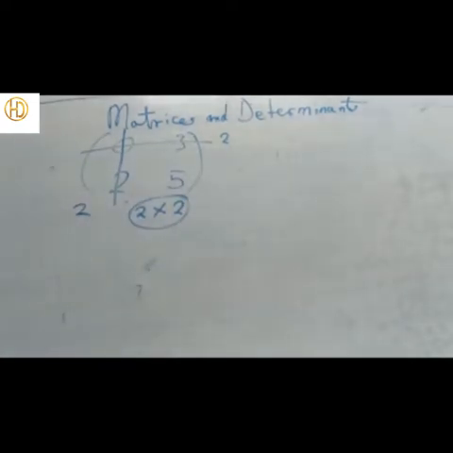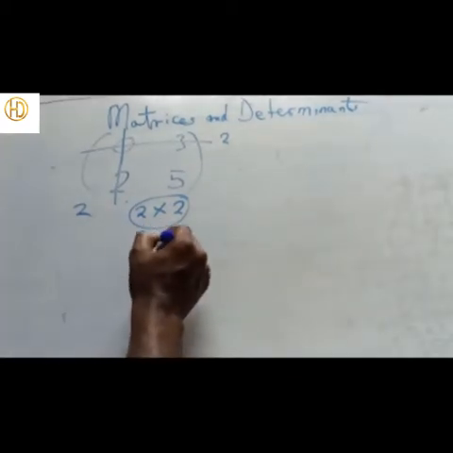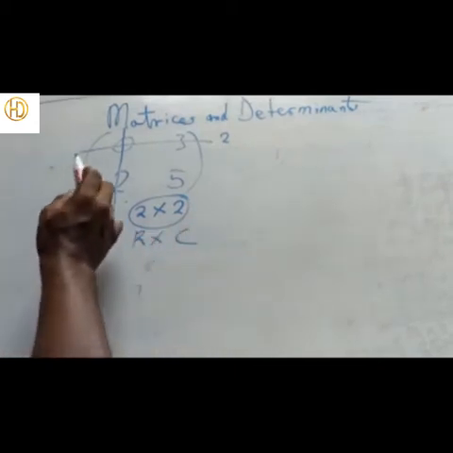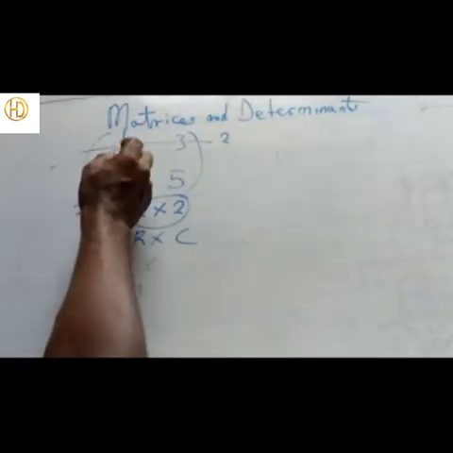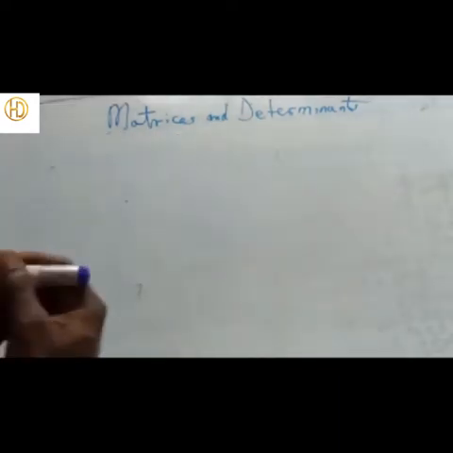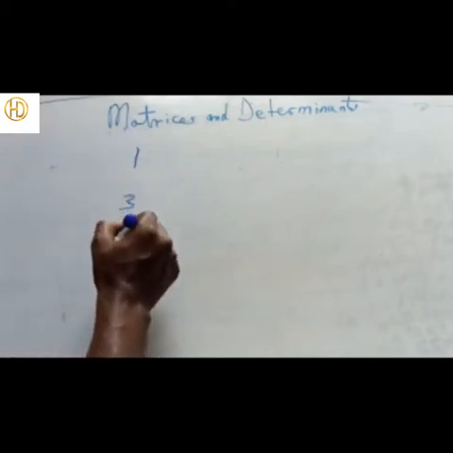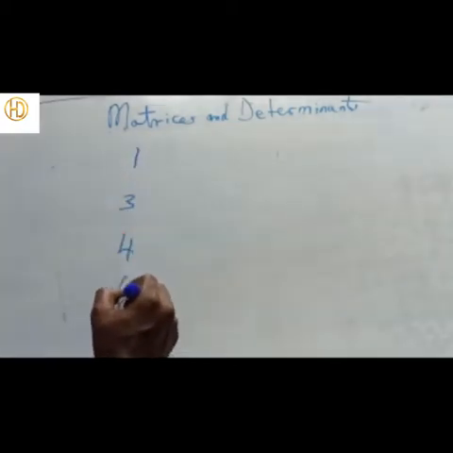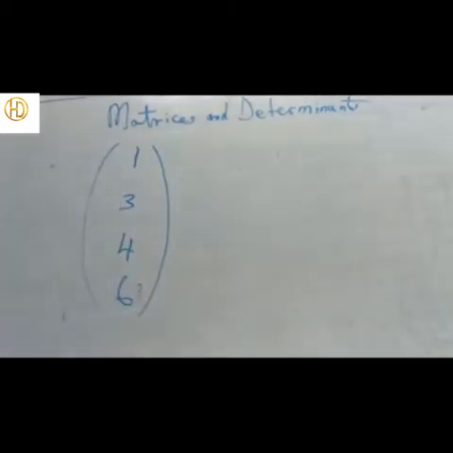So take note, we use row by column. Here is the row, here is the column: 2 rows, 1, 2, and 2 columns, 1, 2. We can also have a matrix like this. This is another example of a matrix.